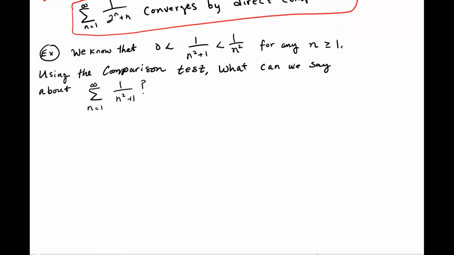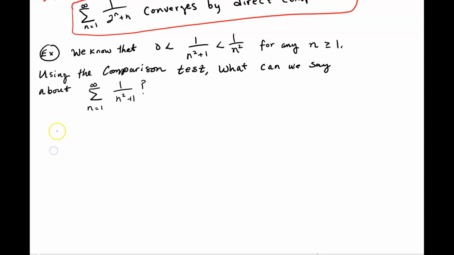Now we know that 1 over n squared plus 1 is between 0 and 1 over n squared, for any n greater than or equal to 1. It says, using the comparison test, what can we say about the summation of 1 over n squared plus 1 from 1 to infinity? We know we're going to have to establish something based on 1 over n squared, which is bigger. So let's consider that one.